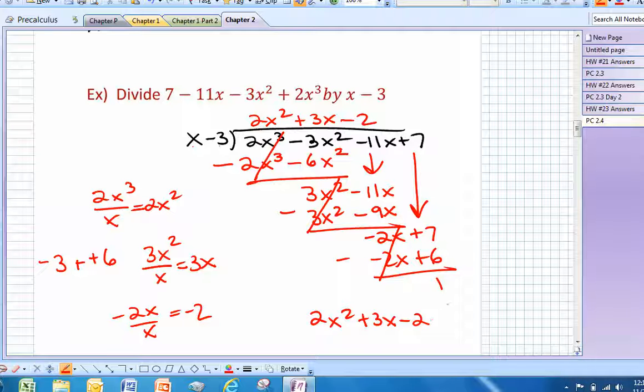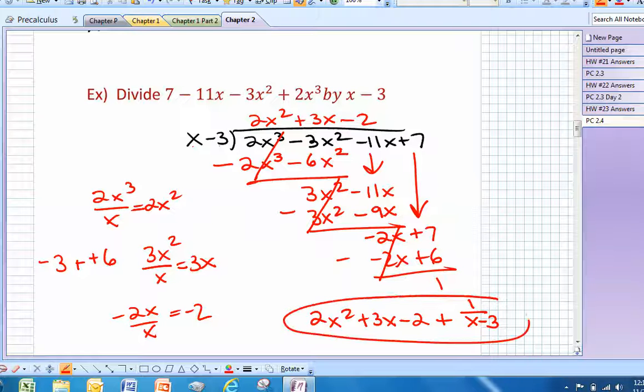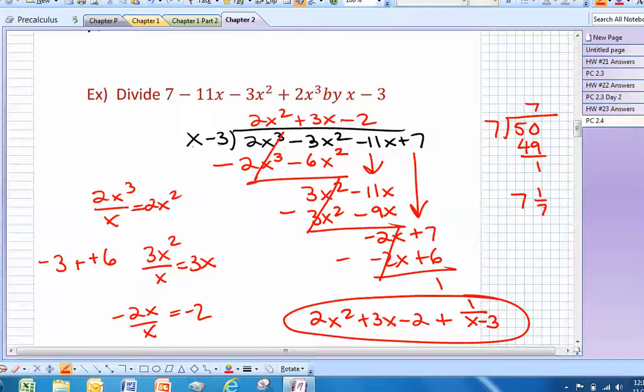We just don't put R1. When you do a remainder, you add and put the remainder over the divisor. So there's our answer. It's kind of like when you do division normally, you'd go 7 and then 49. So that would be the same as 7 and 1/7. It's the same here. Whatever the remainder is, the remainder goes over the divisor.